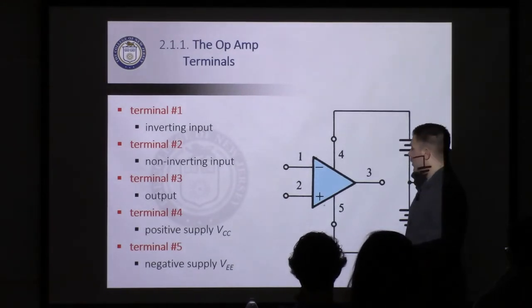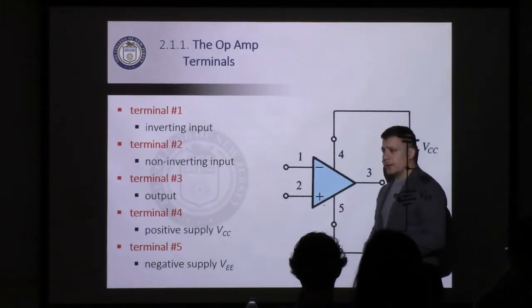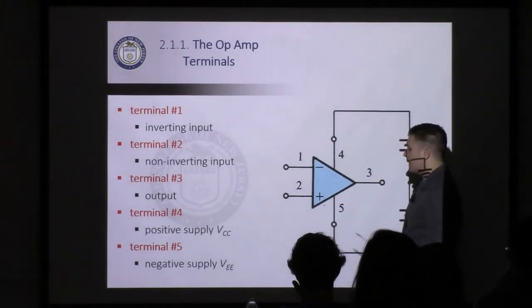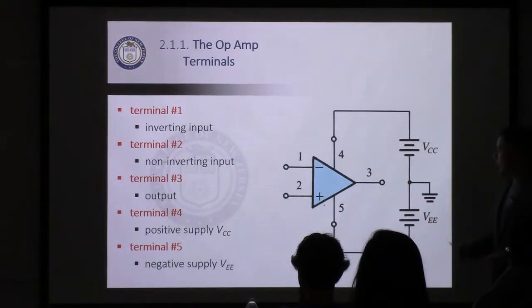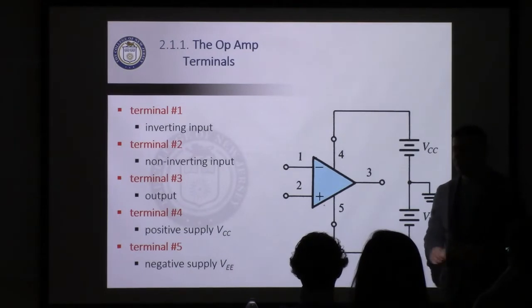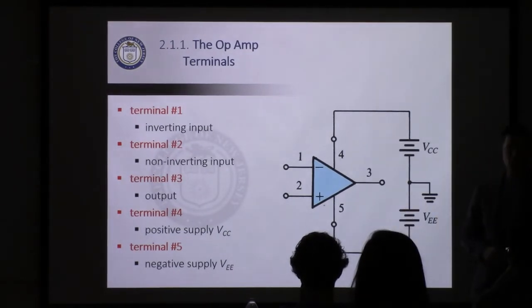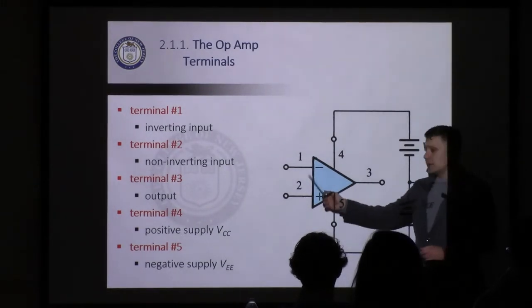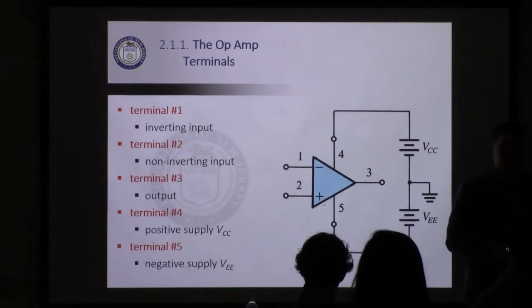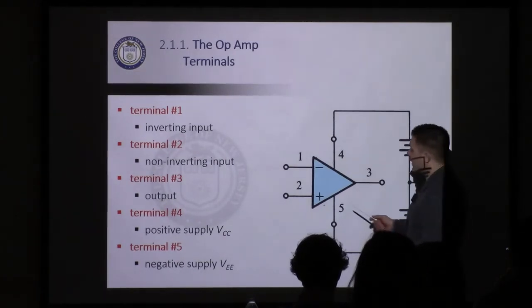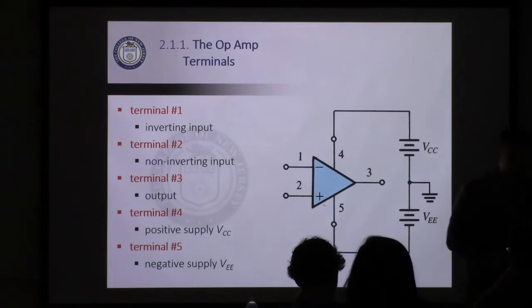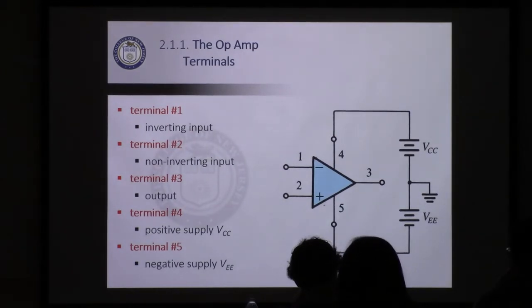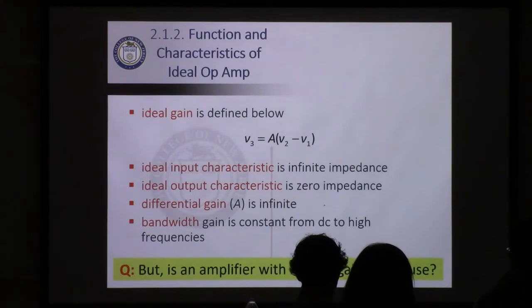So you have your non-inverting and your inverting input. You have your positive and your negative supplies. And then you have your output. Generally, your output is single-ended, meaning that it's referenced to the ground of your supplies. The input is differential, meaning that they're referenced to one another. The amplified value is this minus this.